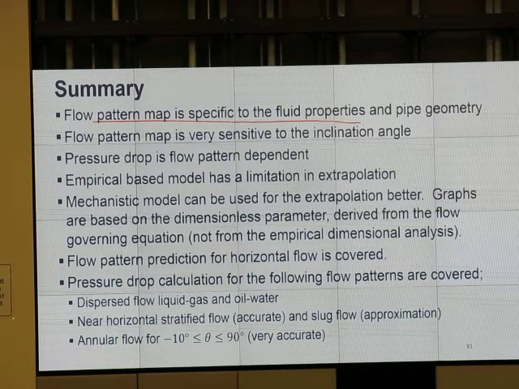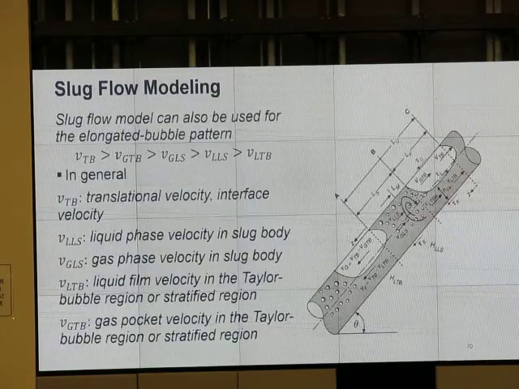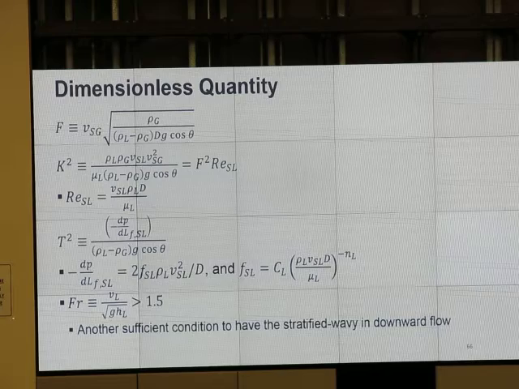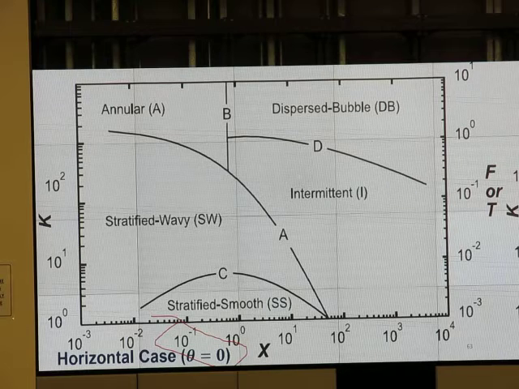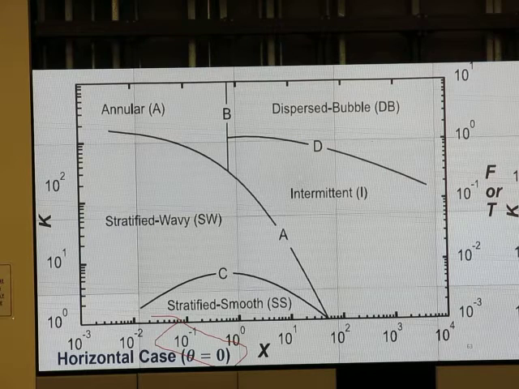Okay, question from Scott Curtis: where do I incorporate the impact of pressure and temperature in the flow pattern calculation? If you look at these parameters, F, K, T, there's no pressure or temperature. So does this method that uses a chart incorporate the pressure and temperature already or not? It does. It incorporates the impact of pressure and temperature through the fluid property.